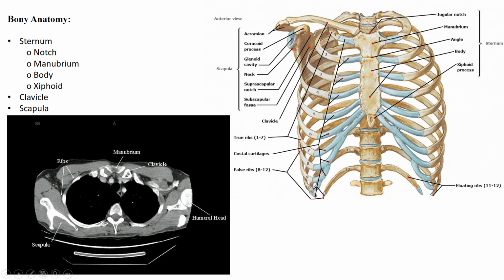So we have the sternum. We'll start with that. The sternum is here, this whole piece, and this is the manubrium, and this is the jugular notch here at the top, and the angle of the manubrium here at the bottom. And this is the body of the sternum and the xiphoid process.